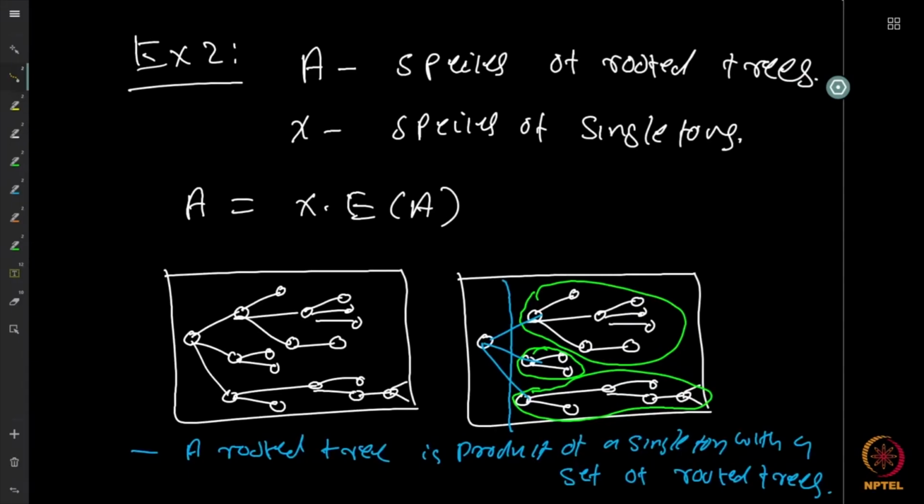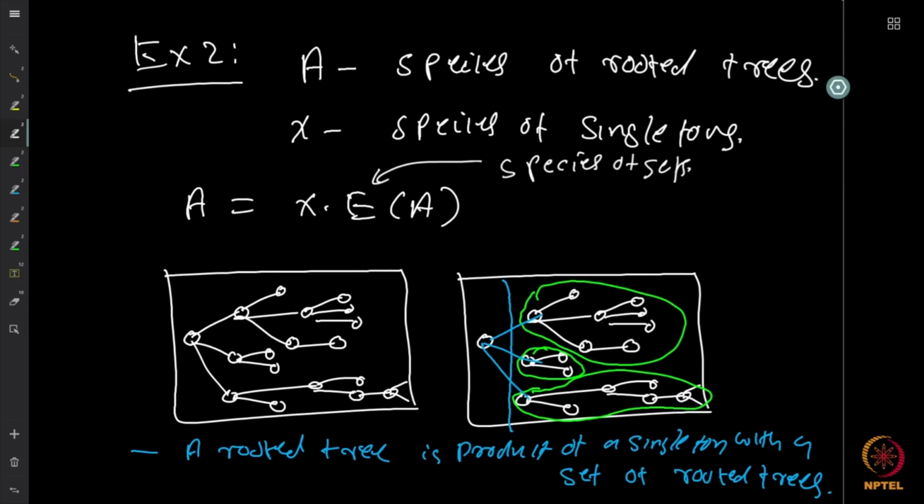One more example: the species of rooted trees is represented by A. If you remember, X is the species of singletons. Then the claim is that A is actually equal to X dot E of A. It's the product of the singleton species and the composition of E and A, where E is the species of sets. Now, why is this?